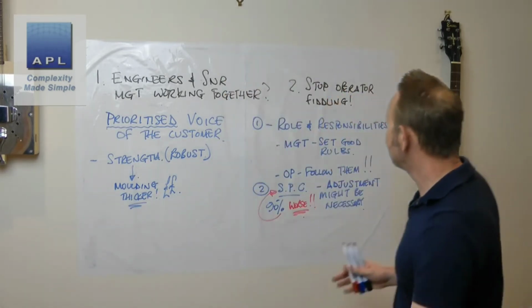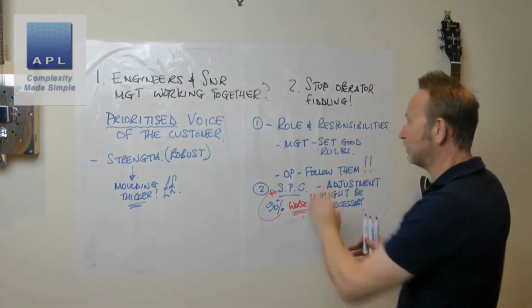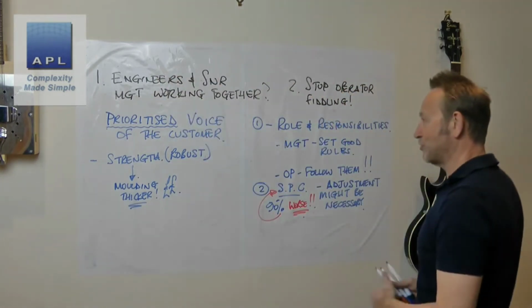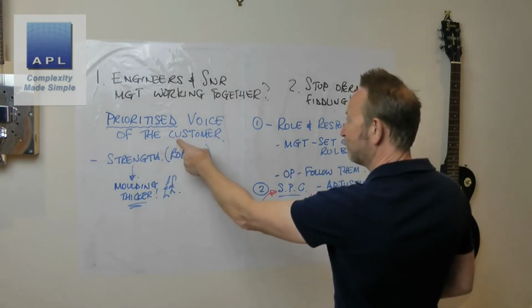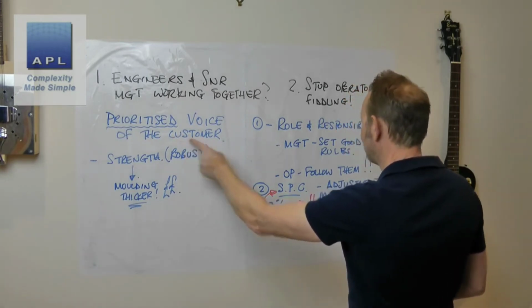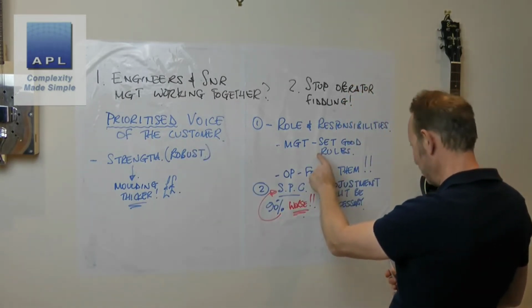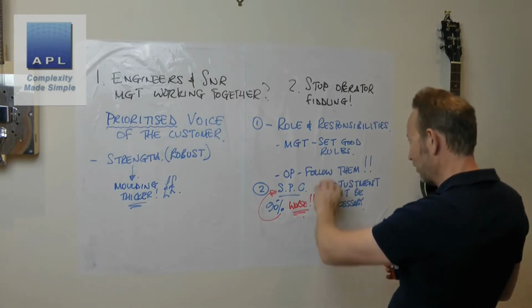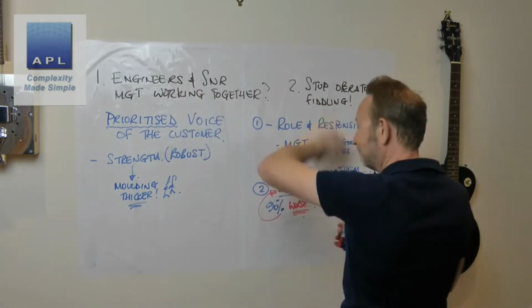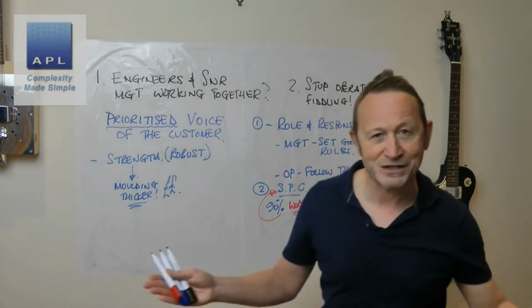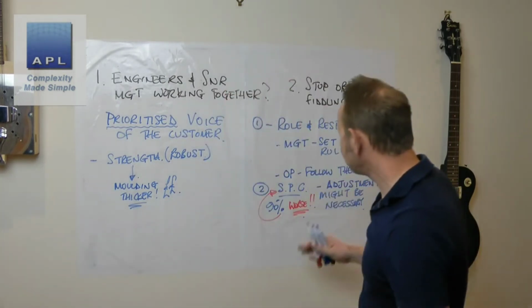So the answer to number two, how do you stop the operators fiddling, get them on the same page as the engineers and the senior managers? Well, clearly, first of all, if they've got prioritised voice of customer, then the rules are made really well. Then you tell the operators that you got to follow it. Now all of this, they all talk to one another. That's the way this thing is supposed to work.